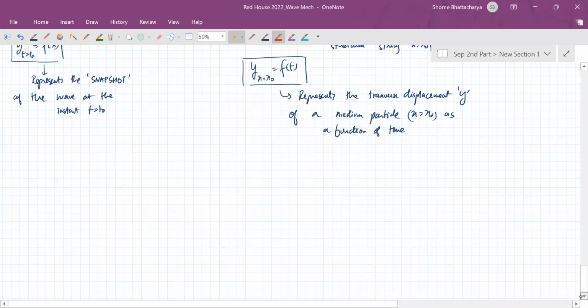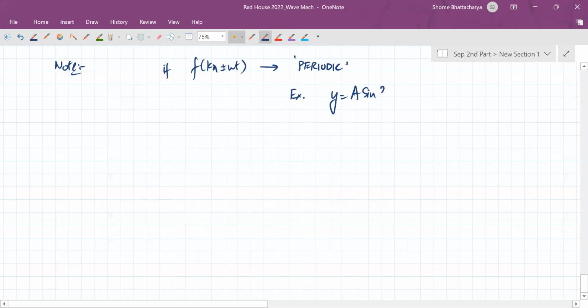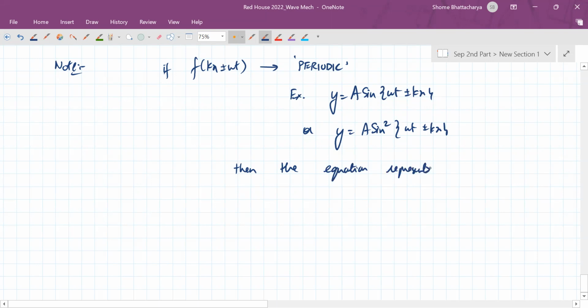Okay, so that is the first thing. Now the other thing is that in this interpretation, if the function happens to be a periodic function, for example, a sinusoidal function, or another form of a sinusoidal function, or something like this, then the equation represents a periodic wave.